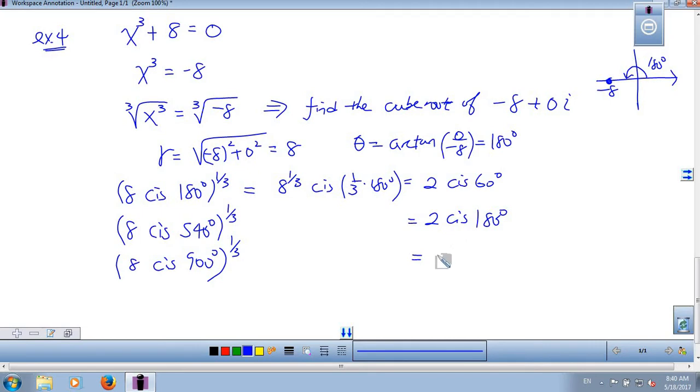That's 540 divided by 3. And then the last one will be 2 cis 300 degrees, 900 divided by 3, or multiplied by 1/3, 300. So those 3 are the answers of our roots.